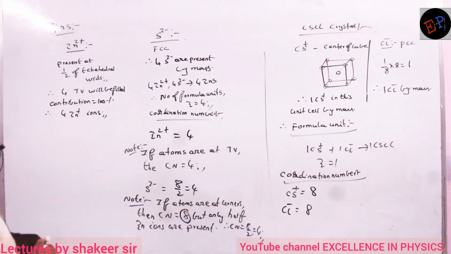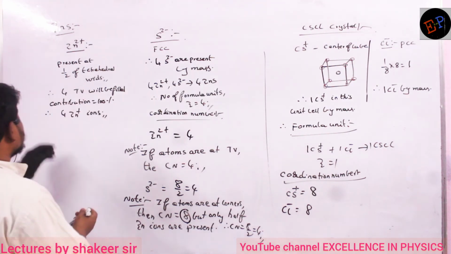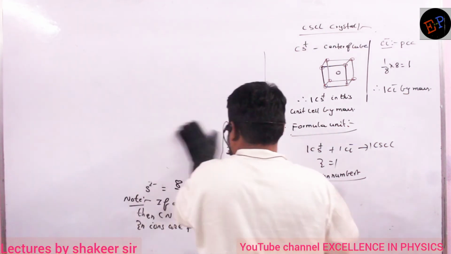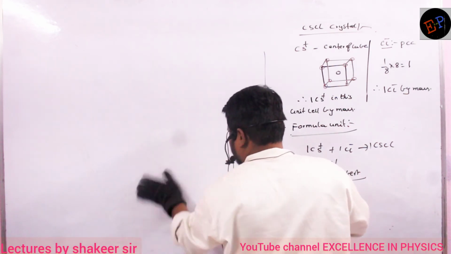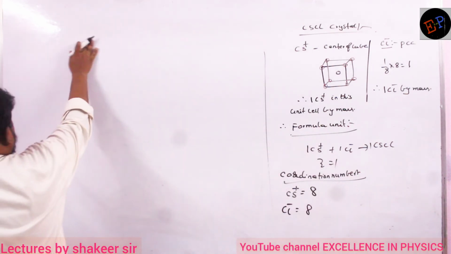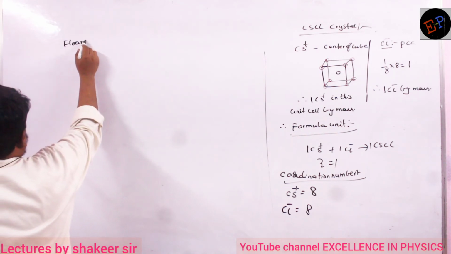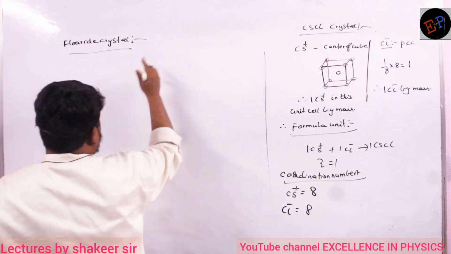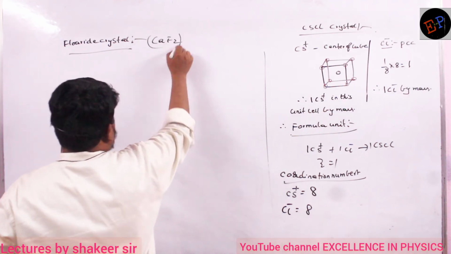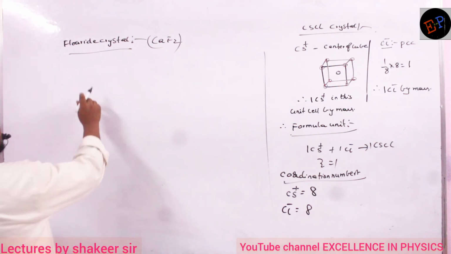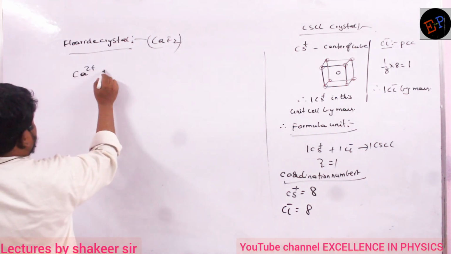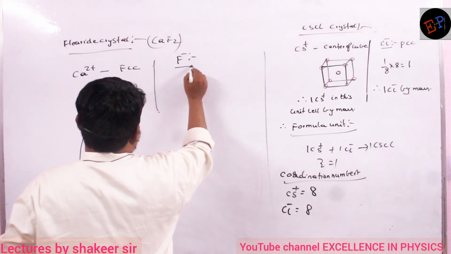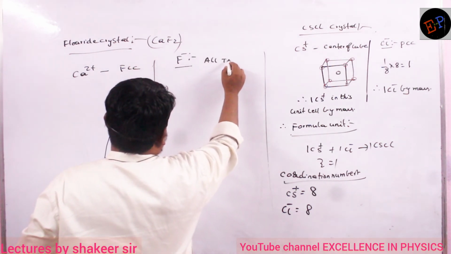Understood? Next let us write the third crystal, which is called the fluoride crystal. What is meant by fluoride crystal? CaF2. Are you able to understand? So Ca2 plus will be present on FCC. Clear? Where is F minus present? It is present on tetrahedral voids.